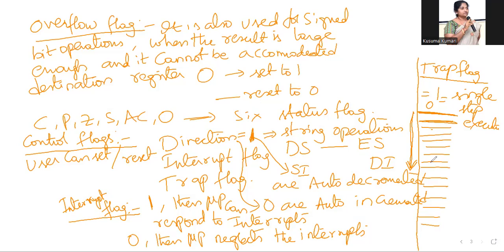So this is about the flag register. Today I explained a total of 9 flags: carry flag, auxiliary carry flag, parity flag, zero flag, sign flag, overflow flag, direction flag, interrupt enable flag, and trap flag. These are the 9 flags.